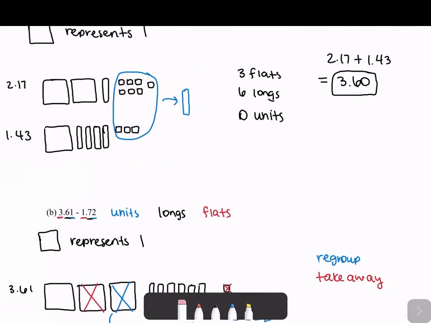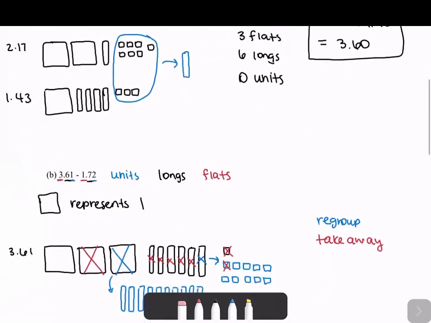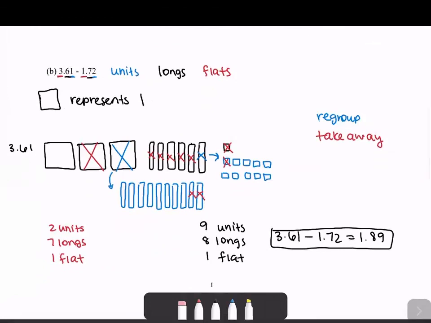Okay, so this is how you add and subtract using base blocks. It's a really similar process to how we added and subtracted using base blocks in chapter 3. It's really simple. The only difference is you have to decide which base block represents one and adjust accordingly, but the actual process using the base blocks is the exact same. Okay, so that's all for adding and subtracting decimals using base blocks, and that's all for this video.